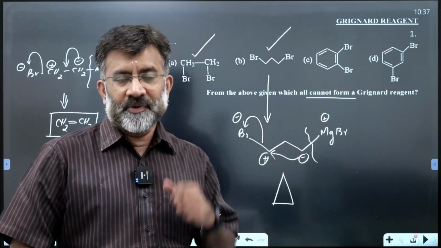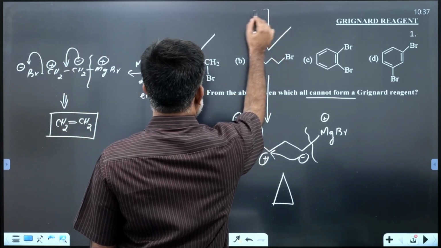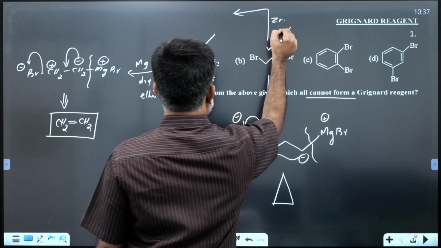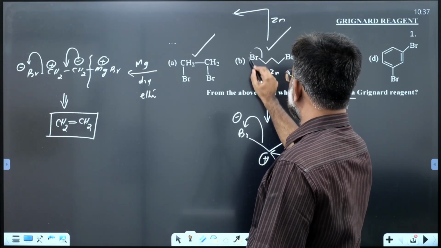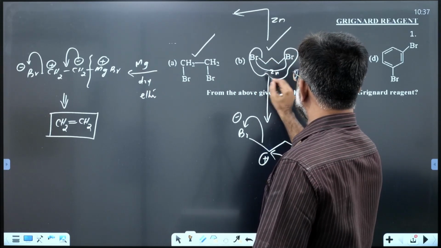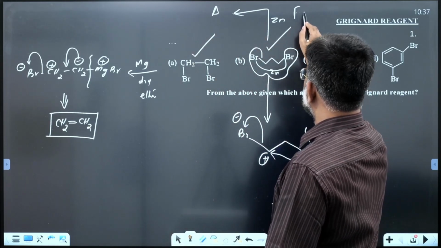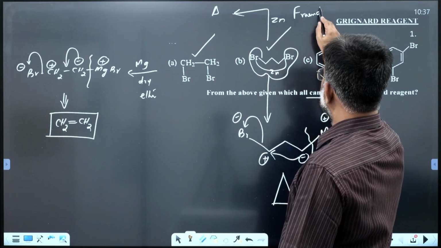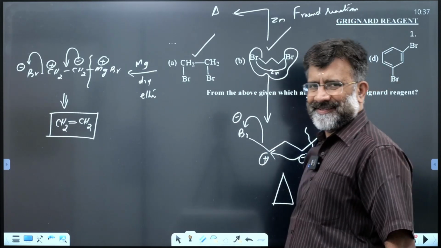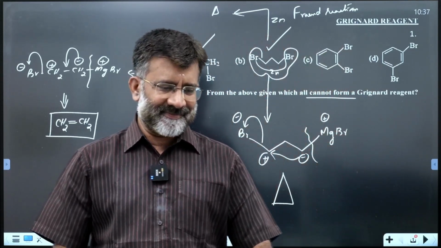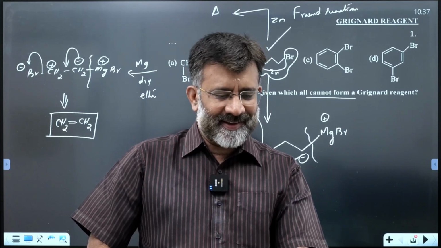I think many of you are aware of the same kind of reaction which happens with zinc. Zinc will take away the two bromines, and you will get cyclopropane, the so-called Freund reaction. Freund reaction, right? I'm just reminding you. Yeah, fine.